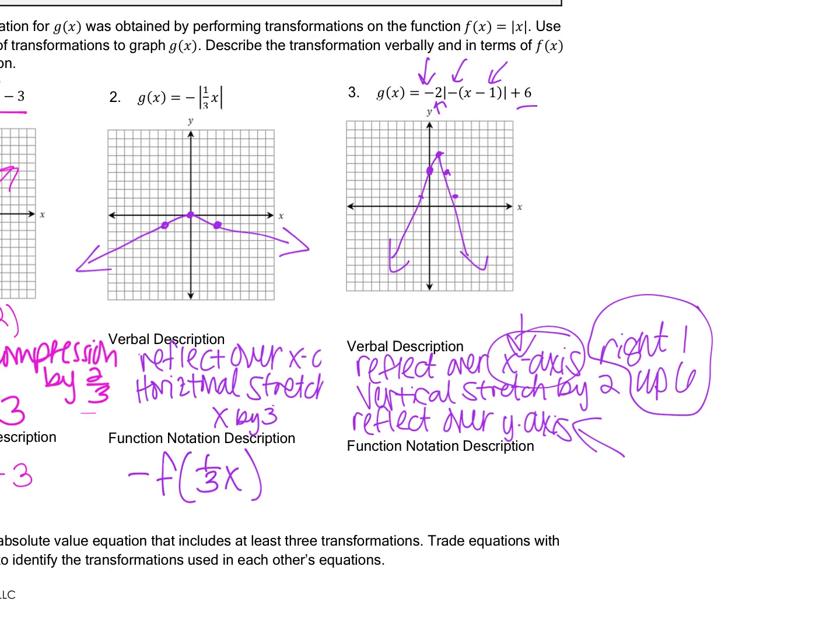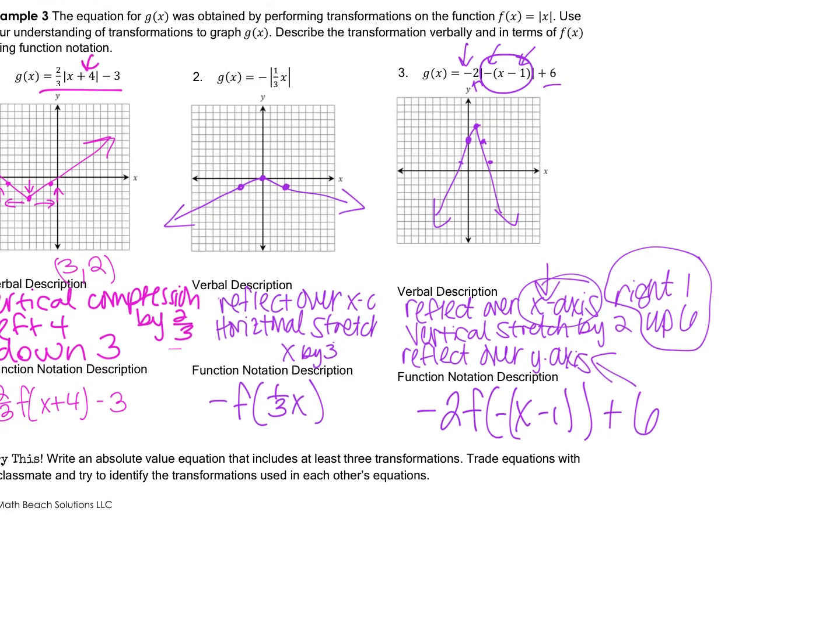Your function notation, we have a negative on the outside, a 2 on the outside. f, and on the inside we have negative x. Remember, whatever's on the inside of the bars, that is what's on the inside of your parentheses. And then we have that plus 6. Okay, so the graph part could be a little confusing, so again, if you have any questions, please let me know.